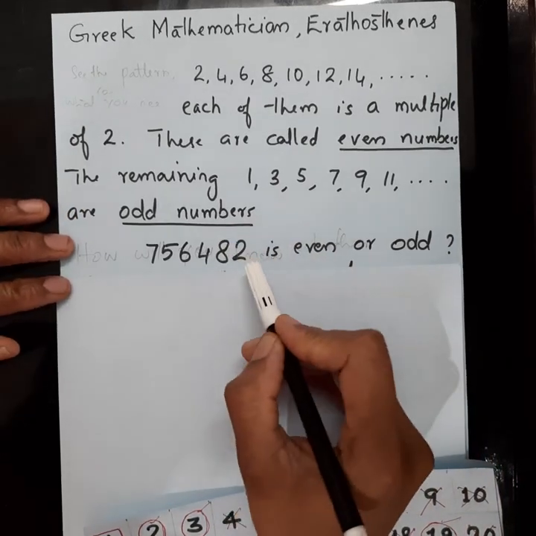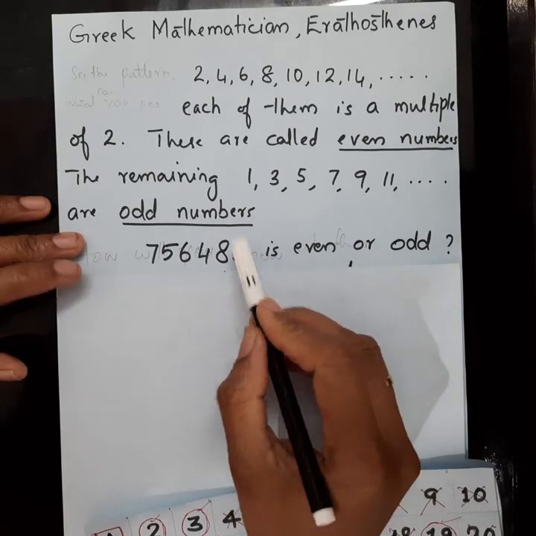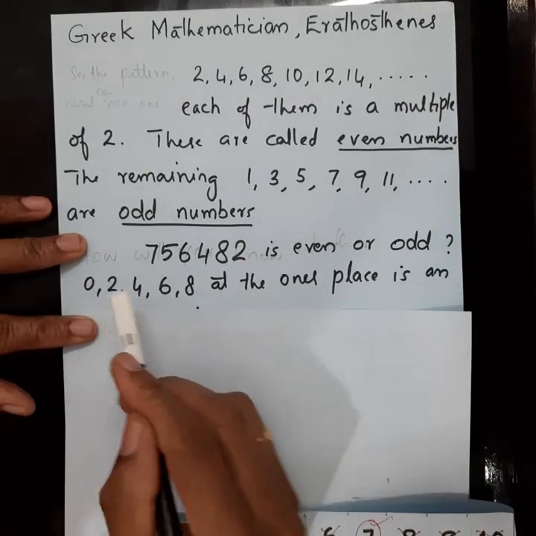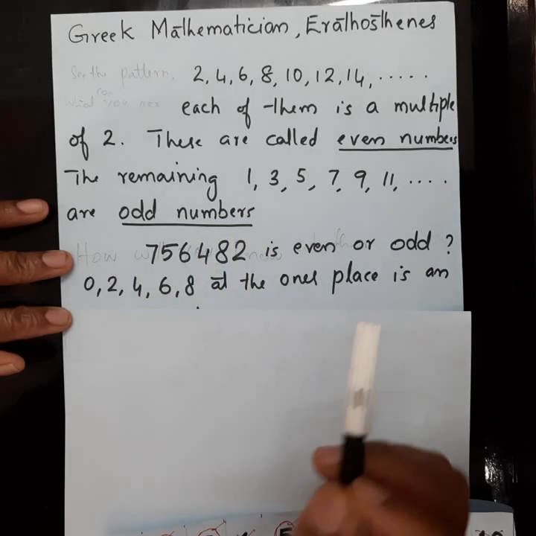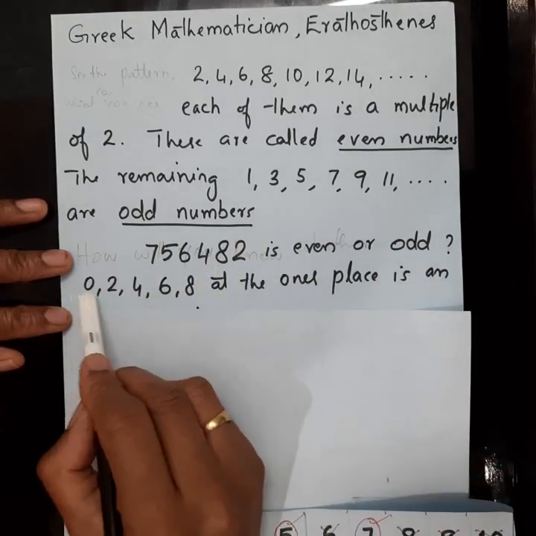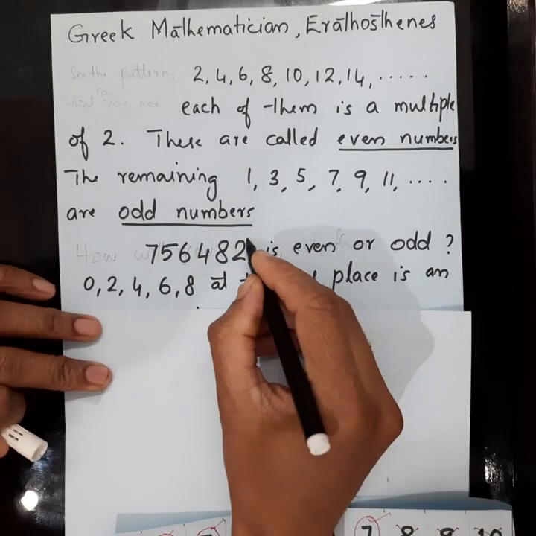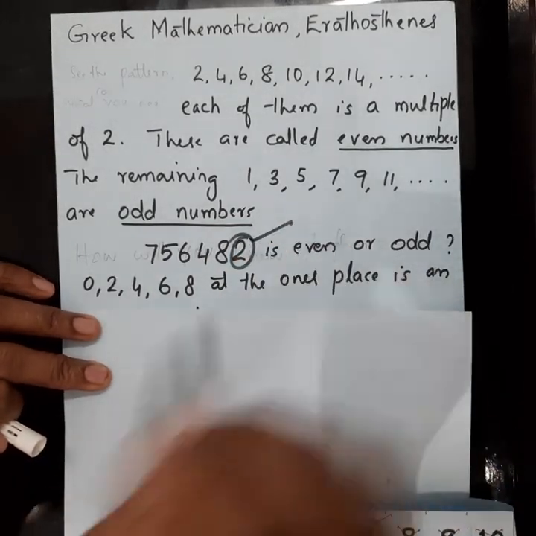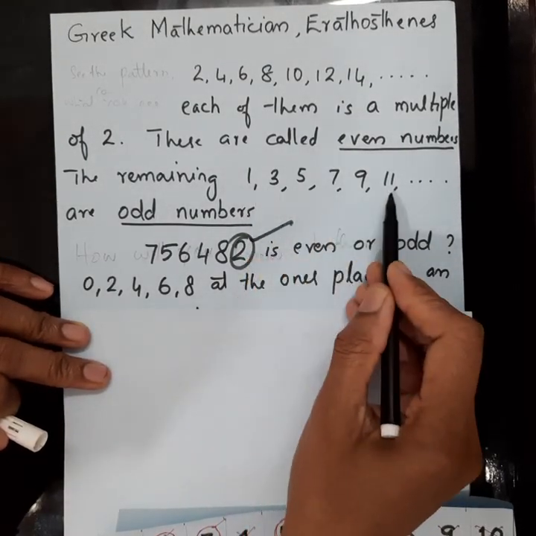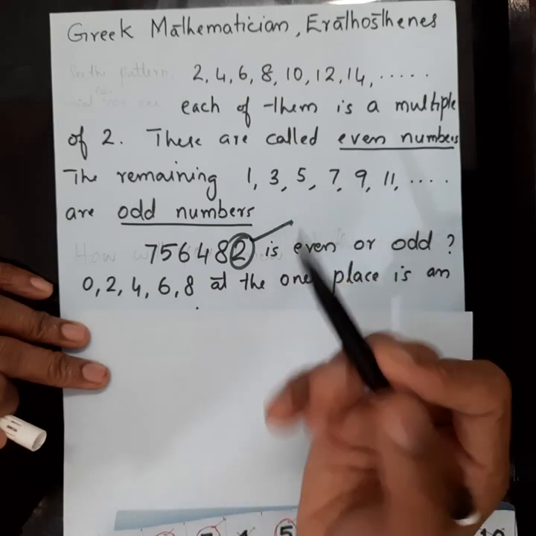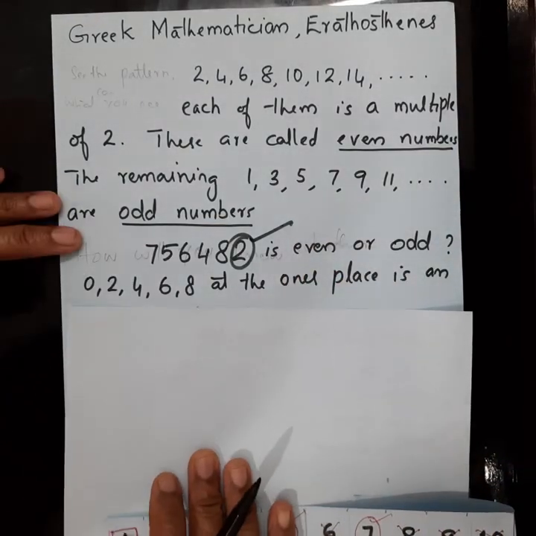So what we will do is check the ones place digit. If the ones place is 0, 2, 4, 6 or 8, the number is an even number. Any of these digits, 0, 2, 4, 6, 8, in the unit place means we can say this is an even number. Or when 1, 3, 5, 7 or 9 comes, it will be an odd number. So that is even and odd.